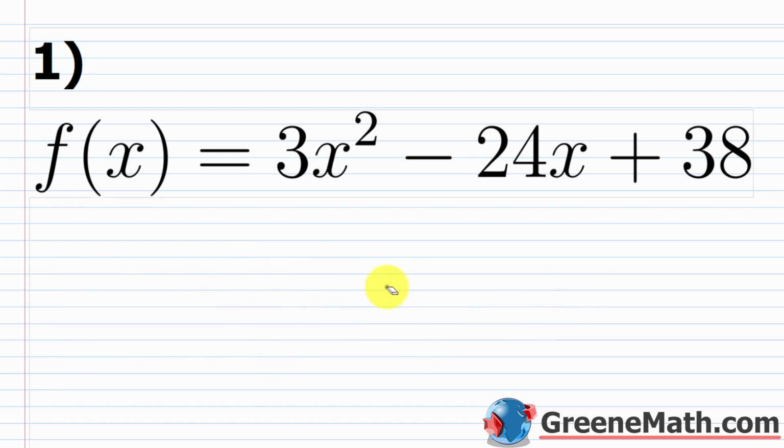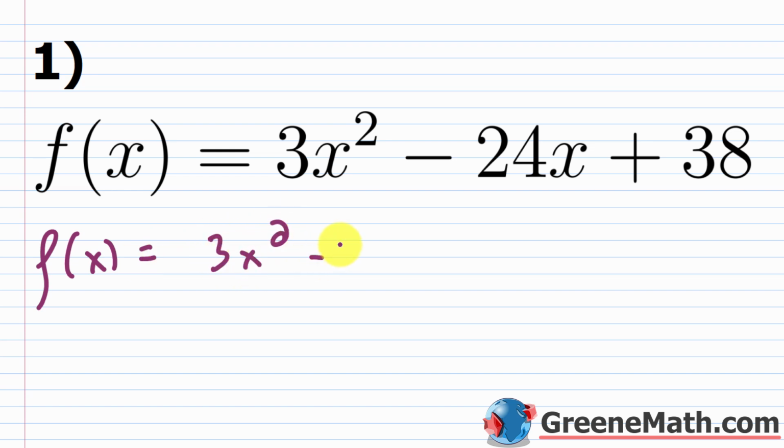We want to do one example where we use completing the square, although it's very tedious, just so that you get some practice with that. You might be asked to do that on a test. And then after that, we'll just go with the vertex formula, which is a lot easier to use. So to get things started, let me just write this. So f of x is equal to 3x squared minus 24x plus 38.